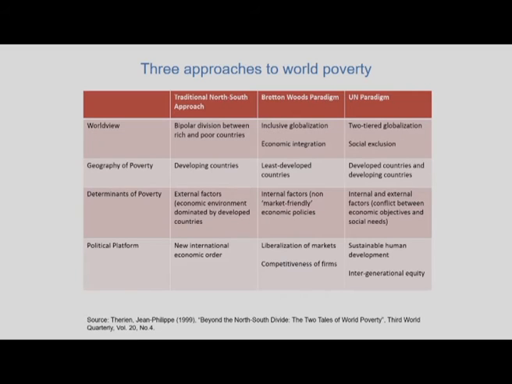The Bretton Woods paradigm basically said that the national governments in the developing countries are non-market friendly. They have left their social sector and various other sectors largely to the governments, and the states must withdraw from these sectors to make them more market friendly, and therefore the Bretton Woods paradigm suggested more market liberalization. The traditional north-south approach focused on historical reasons as the important determinants of why the global north and global south had the political divide. The UN paradigm started talking about both internal and external factors.